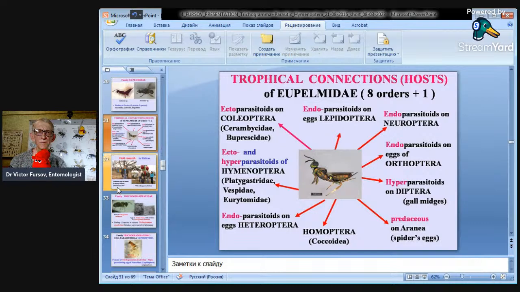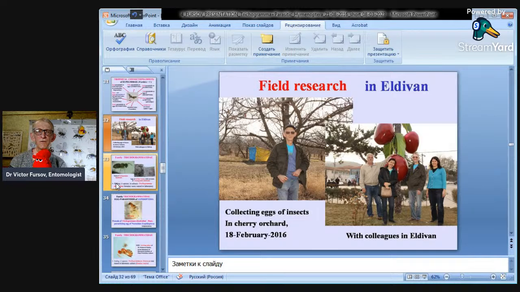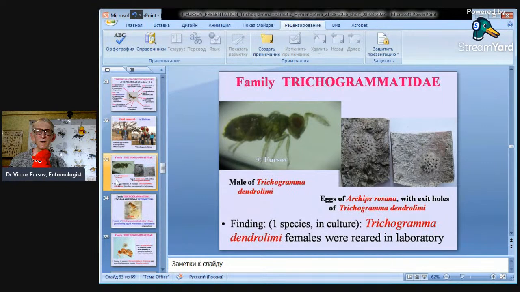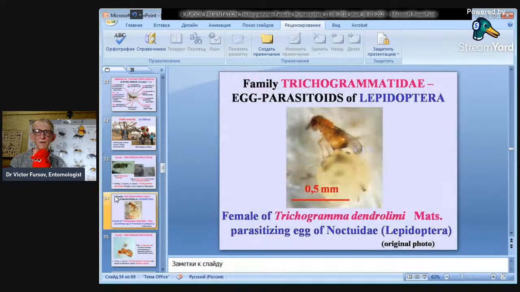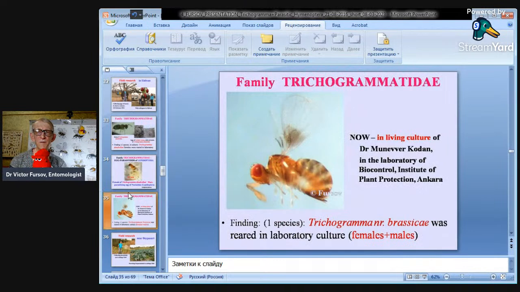Again, here are pictures of our colleagues from the Republic of Turkey during field trips and field research visits in different areas. For instance, here is material collected in springtime, eggs of Archips rosana, you see on the right side, and a picture of males of Trichogramma dendrolimi, which were reared from these eggs. They were bred in the laboratory on a laboratory moth host. Here we see this species of Trichogramma dendrolimi parasitizing eggs of night moths, family Noctuidae. Here, Trichogramma pintoi or brassicae, which is used for breeding in laboratory culture.